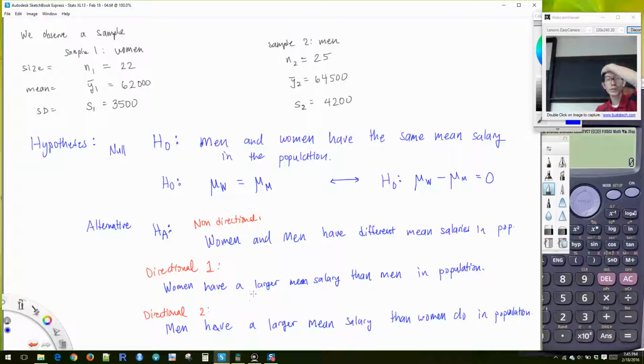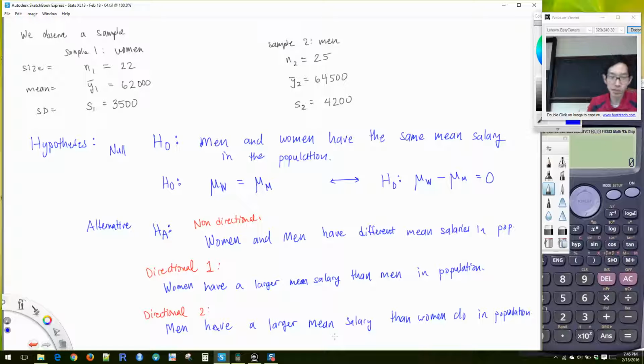Or, if you care, for directional 2, I wrote men have a larger mean salary than women do in the population. I could have written the exact same thing using different words, and said women have a smaller mean salary than men do in the population, okay? Men having a larger mean salary is saying the same thing as women having a smaller mean salary. So your choice of words is up to you, okay?